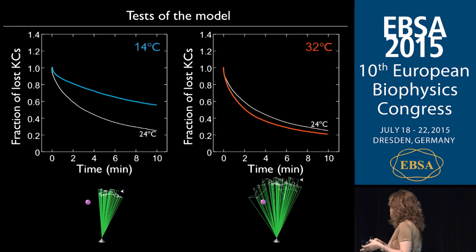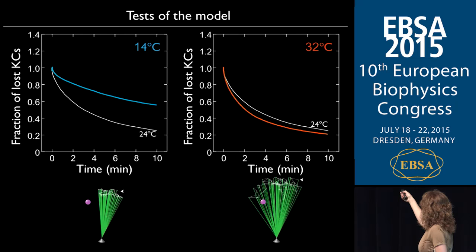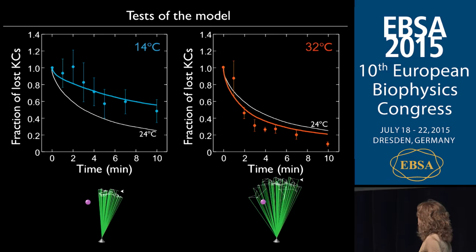So here is 14 degrees for the low temperature. This is the original curve of the fraction of lost kinetochores as a function of time. And now the model predicts a much slower capture for the low temperature, and for the high temperature, it predicts somewhat faster capture. And now we measured all this in experiments. This is the data for the low temperature, and this is the data for the high temperature.